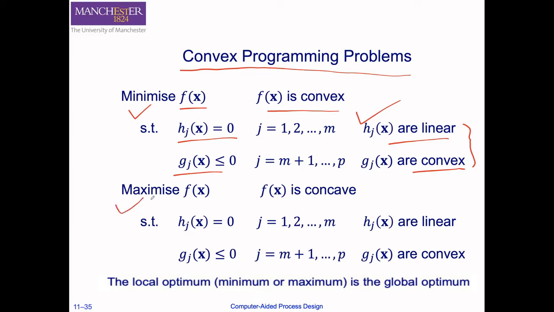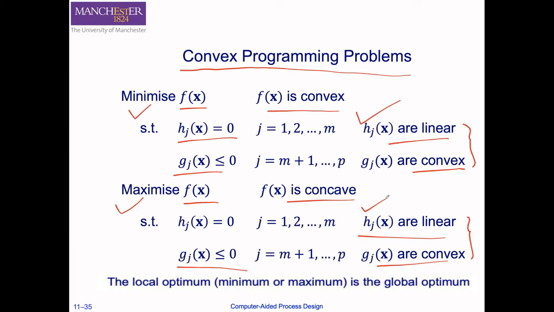In the maximization problem, if the object function is concave, all equality constraints are linear, and the constraint functions in the inequality constraints are convex, that means the feasible region is convex. Then this optimization problem is also a convex optimization problem. You can see the difference when we define a minimization problem and a maximization problem as a convex optimization problem. The only difference is related with the object function.